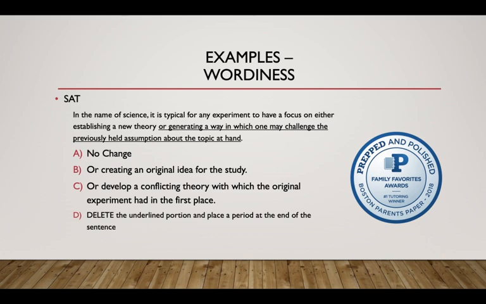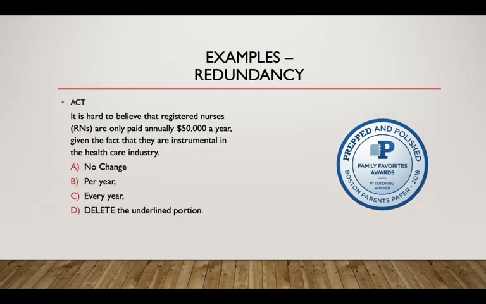Usually when we talk about wordiness, we want to just get rid of the extra material, right? But if we got rid of that, I would have, in the name of science, it is typical for any experiment to have a focus on either establishing a new theory. Yeah, that sounds like we're missing something, guys. So I can't go with D. Then between A, B, and C, well, B does look shorter. Focus on either establishing a new theory or creating an original idea for the study. Well, that's what the author's talking about here. We're just trying to create a new, or in this case, original idea. B is correct.